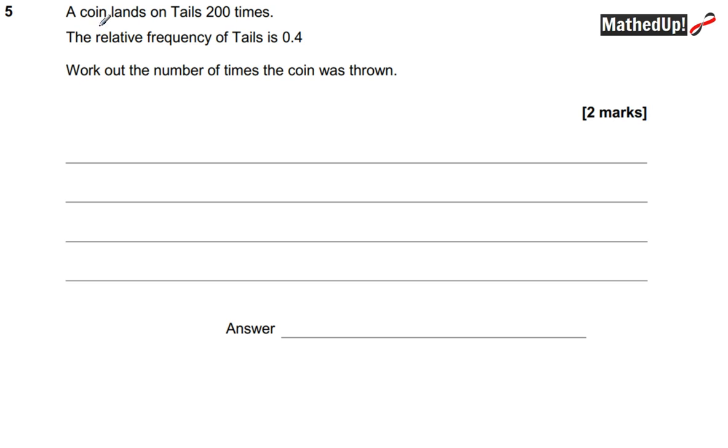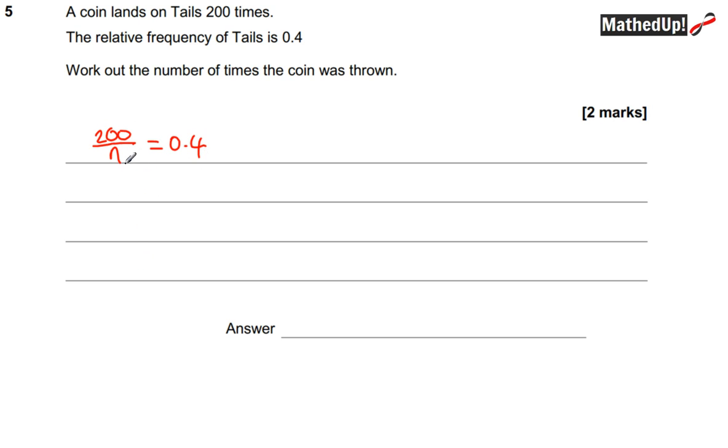Question 5. A coin lands on tails 200 times. The relative frequency of tails is 0.4. We need to work out the number of times the coin was thrown. If the relative frequency is 0.4, I know that the number of times it lands on tails, which is 200, divided by the total number of trials, which is what I'm trying to find. We don't know what that is, so we're going to call that n. I know that 200 divided by the number of trials is going to be the relative frequency, which is 0.4.